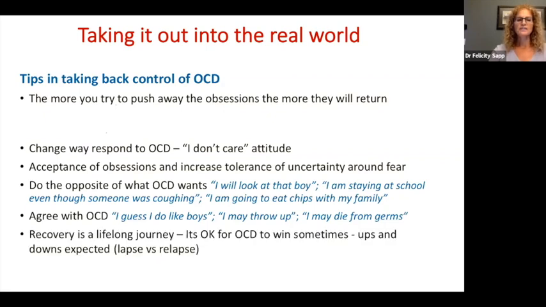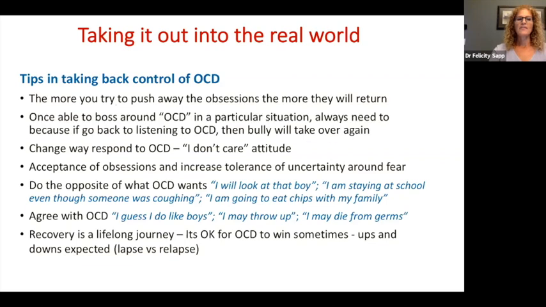Understand that recovery is a lifelong journey and that OCD is going to win sometimes and that that's okay. And that there's going to be these ups and downs. And that once they're able to boss back OCD in a particular situation, they always need to do so. Because if we go back to listening to OCD, then that bully will take over.